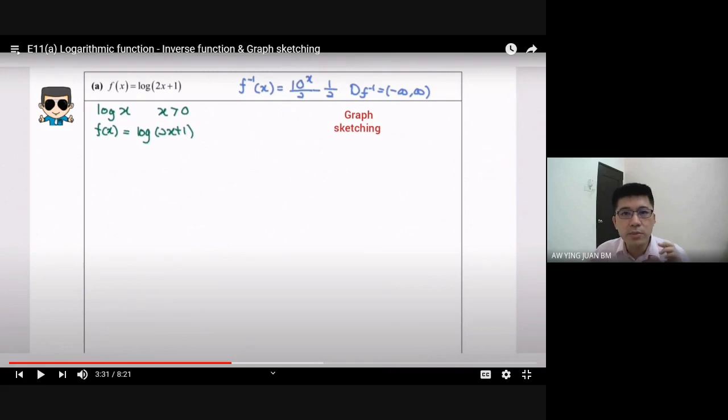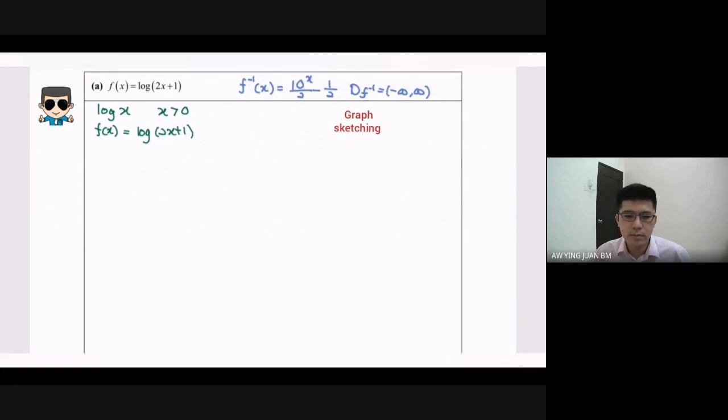So dia ada dia punya prosedur atau step dia untuk sketch the graph for log. So untuk setiap satu jenis log, tak kisah dia base apa, prosedur dia sama, shape dia sama, boleh dikatakanlah semua sama kecuali equation dia sahaja. So minta beri perhatian ya.